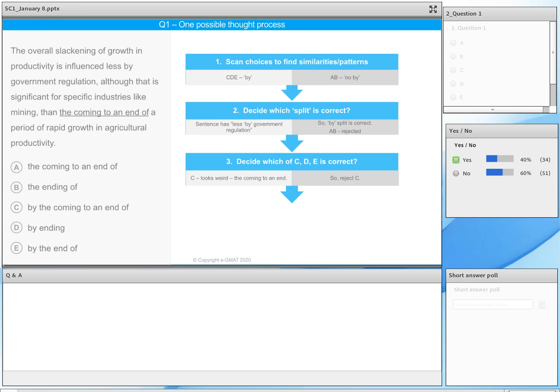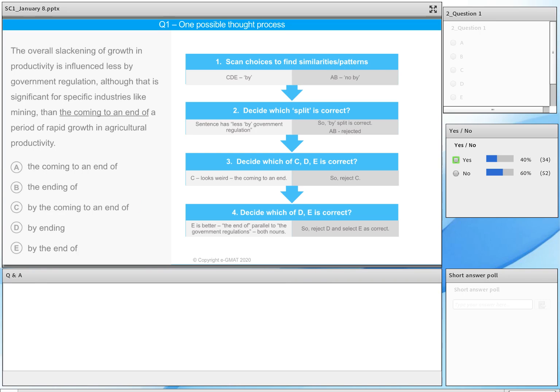So if we look at choices C, D, and E, and we look at C, we see "by the coming to an end of," which looks weird and a little wordy, so we eliminate C. Then we go to D and E, "by ending" and "by the end of." Data shows that the majority of people are going to reject D because "the end of" is parallel to "the government regulation." Both are nouns, so the majority of people pick choice E. I'm going to broadcast our results and show you that that's true for our data sampling here as well. 35% of you landed on choice E by using this approach. Sorry, my annotations are not great today.